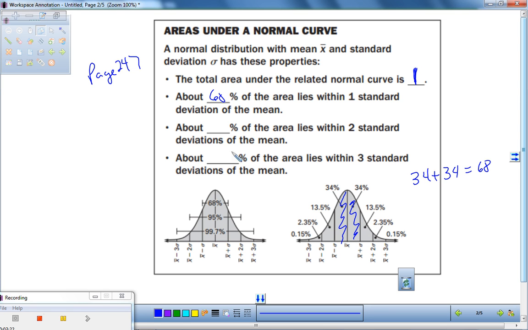Now if we do the same thing, but we want to know 2 standard deviations, not only does it take in the part that I shaded blue, it also would take in the purple parts as well. So it overlaps, and it would be the 68 plus the 13.5 plus the 13.5. We would just total that up, and that would give us 95%.